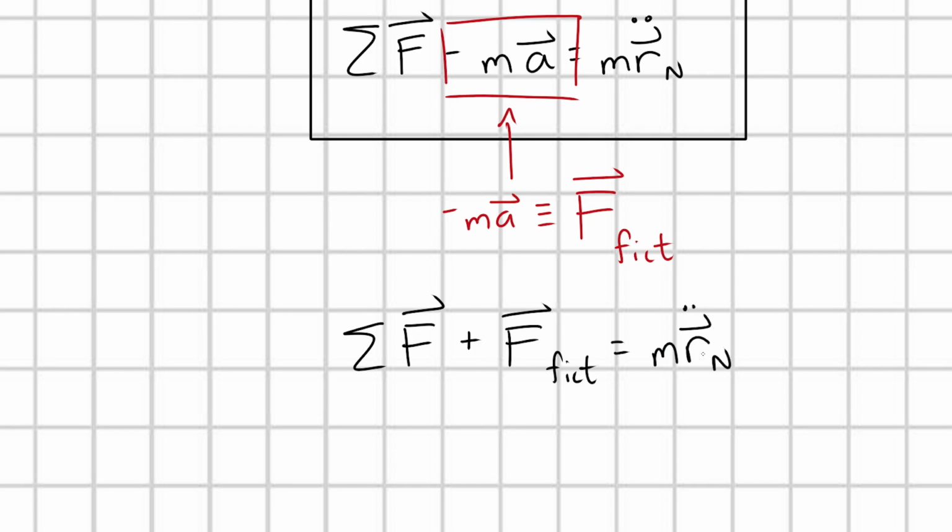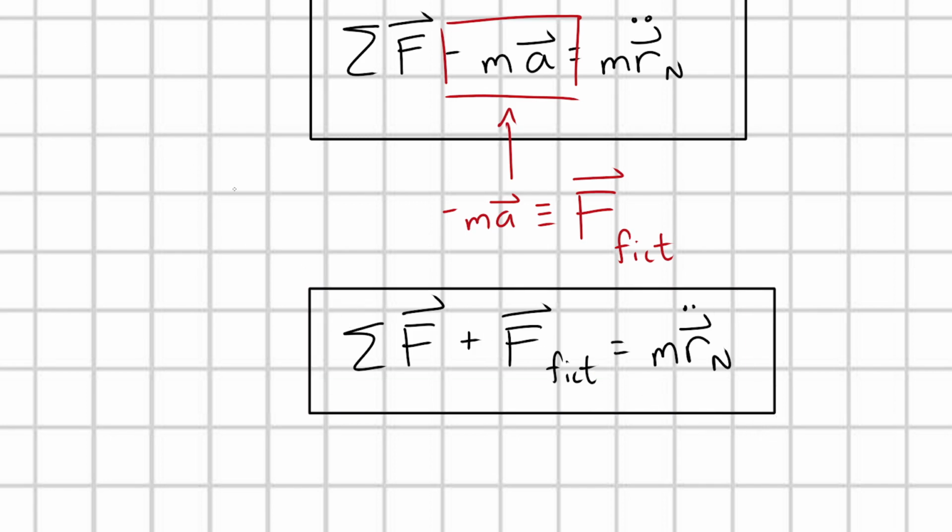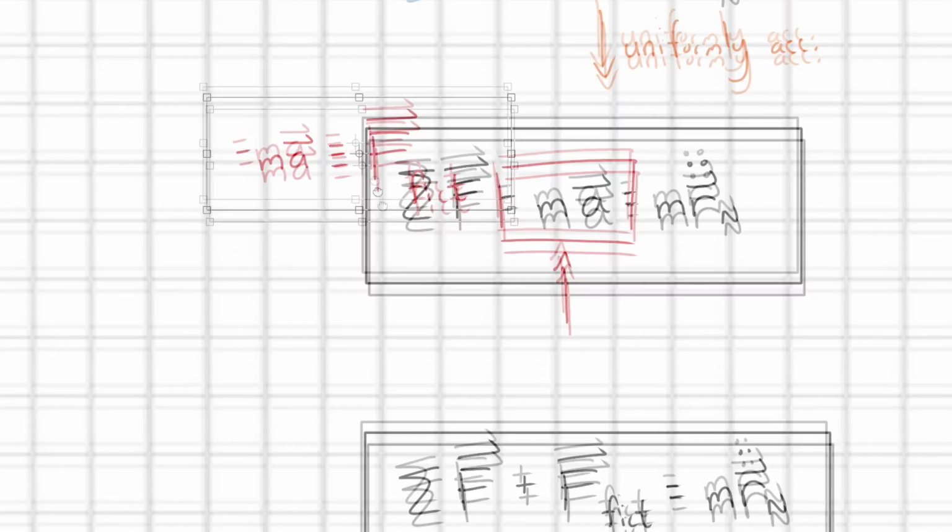m r_N double dot. So in other words, if we look in the N frame, and I'll do this pictorially in a second, if we look in the N frame, then all we need to do is add in one fictitious force to the system, and we get back Newton's second law. So let's go ahead and do this. Let me drag. We've defined our fictitious force as minus ma. So I'm going to take this guy here, and we're going to show exactly how we can do that.